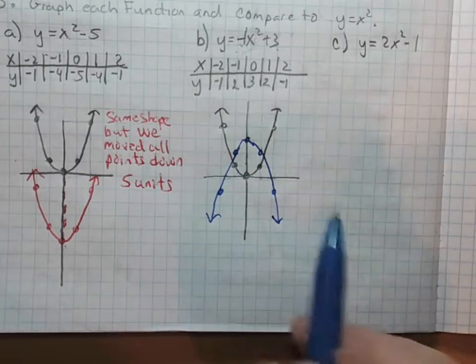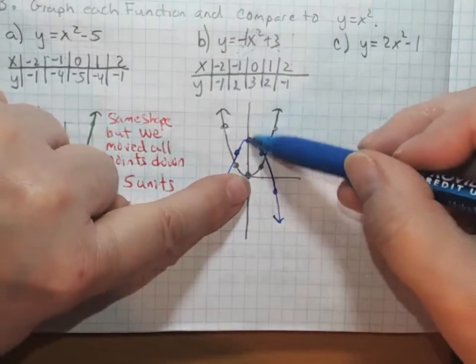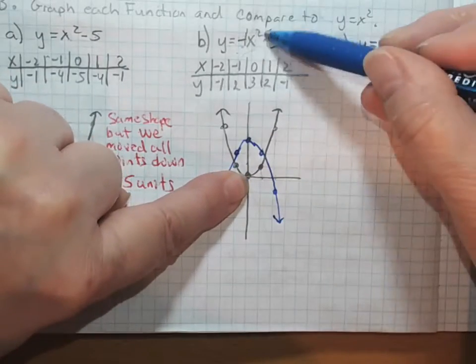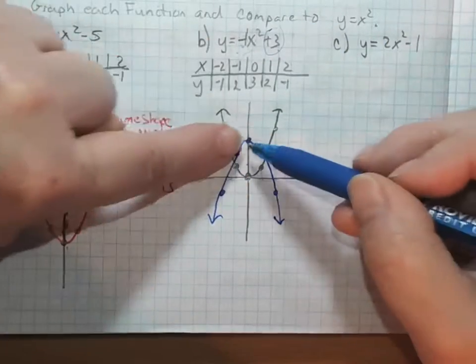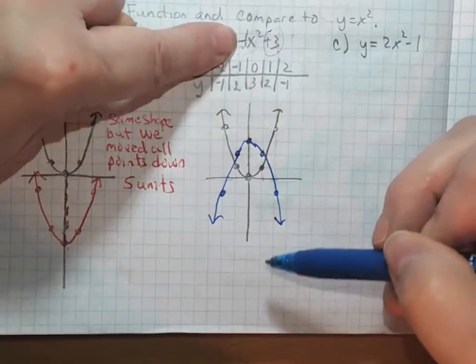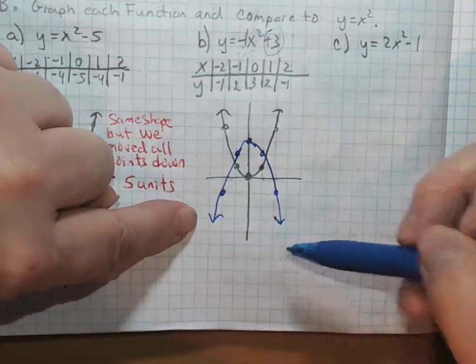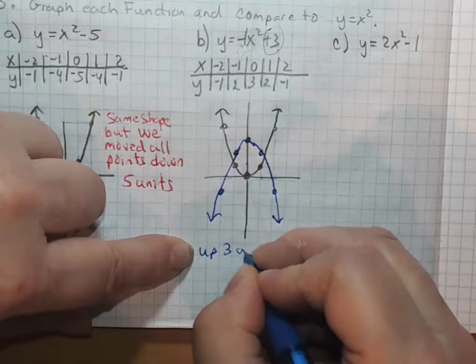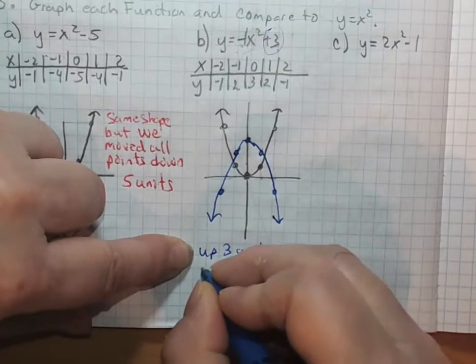All right, so what happened? Okay, so notice that there's a difference in height of 3. The new graph is 3 up. There's the plus 3. It's also a flip. That's the negative 1. It opens it down. So it is up 3 units and flipped.